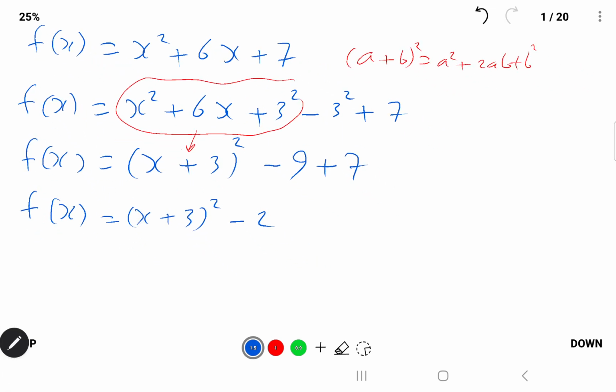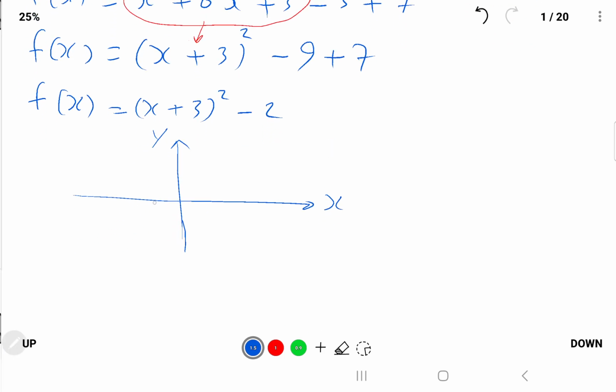Now we graph it. X-axis and y-axis. You have to take it 3 units to the left and 2 units down. 1, 2, 3. Then 1, 2. So here is the vertex. And now you graph it like this.